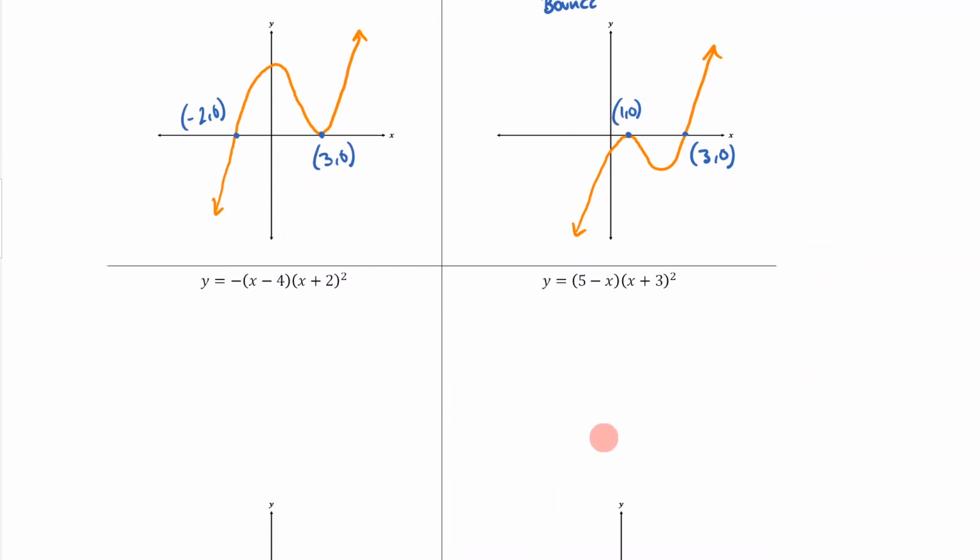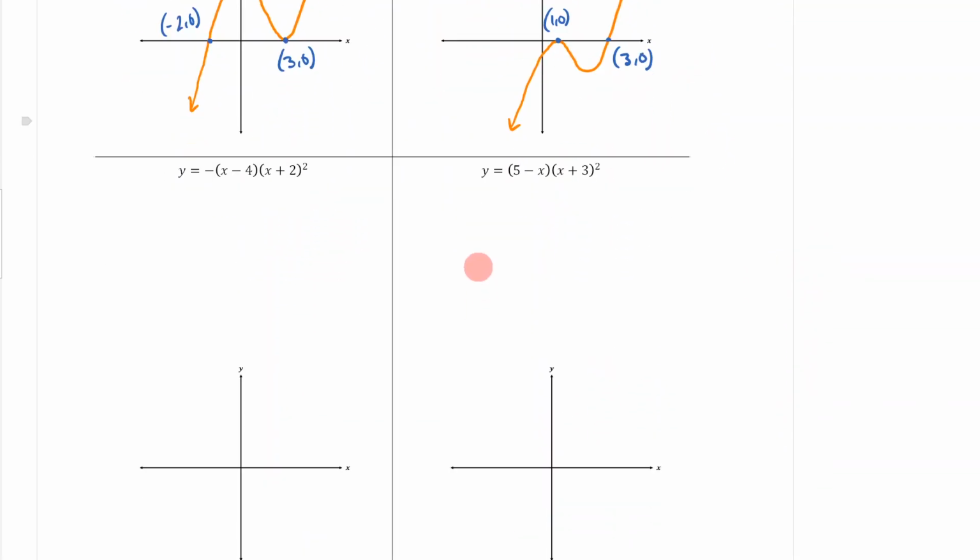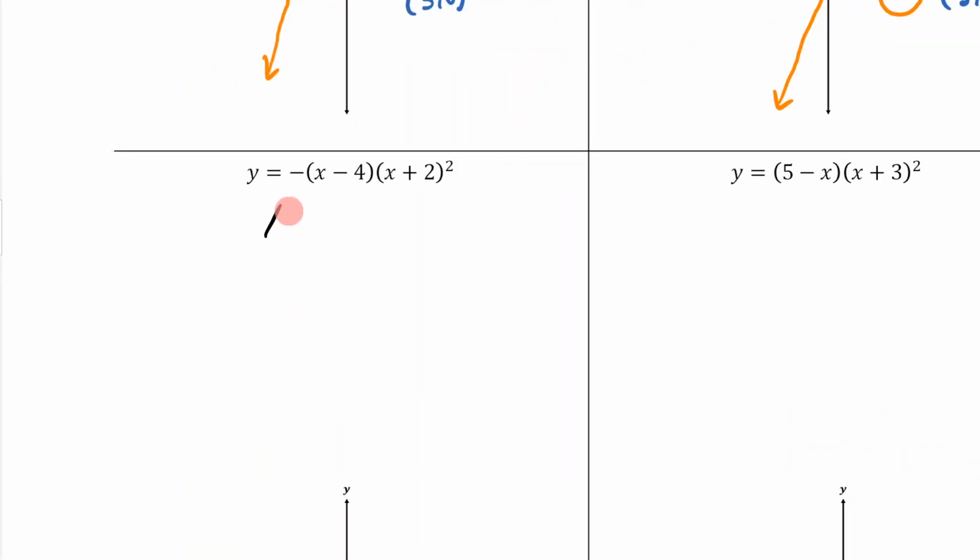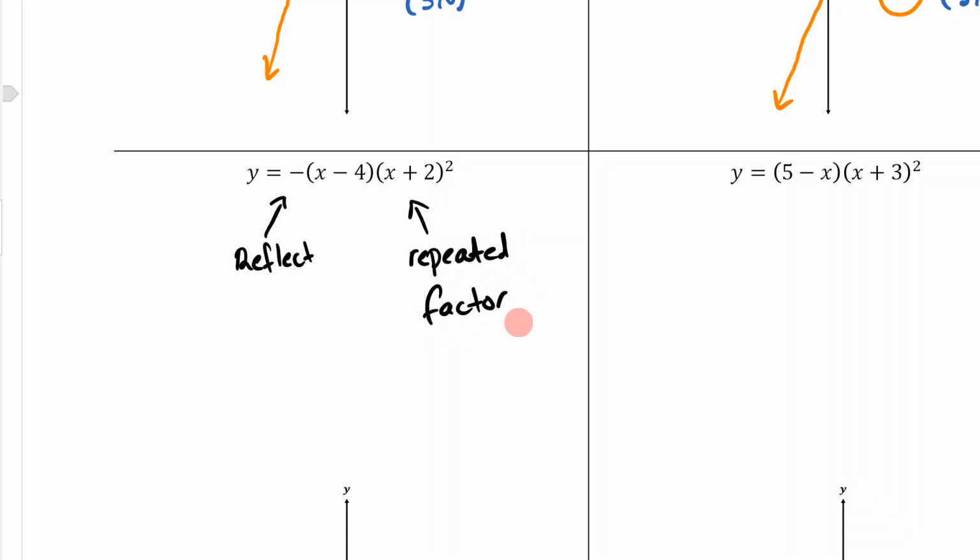Let's come to the next one here. You can see immediately what we have to be aware of. There are a couple of things. My eye first goes to the fact that we have a reflection going on. Then we have a repeated factor as well that we have to keep an eye on. You have to be very aware of what's going on here. So that means our x-intercepts are going to be 4 and -2.